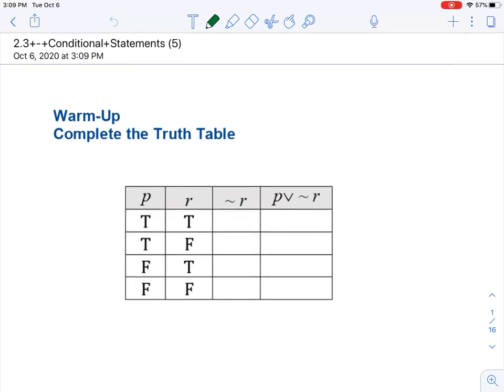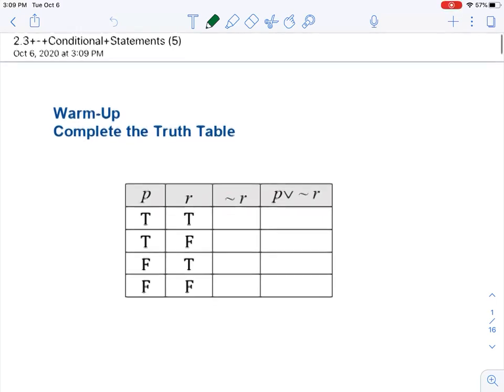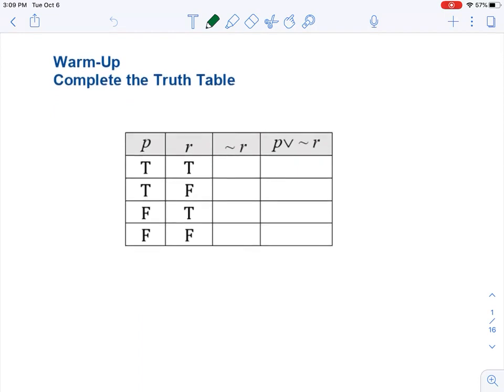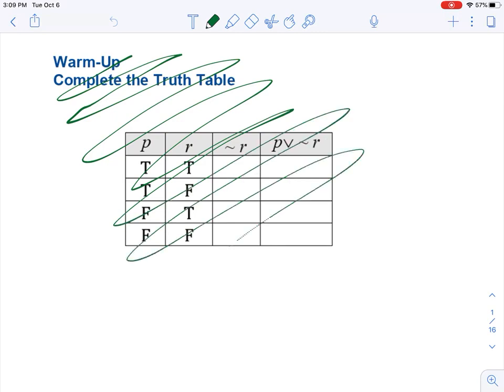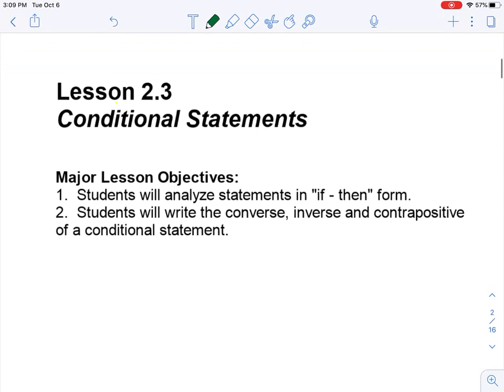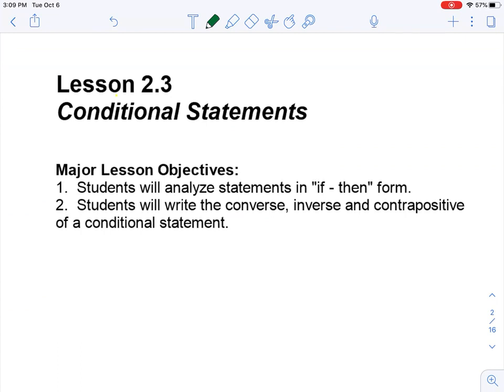Hello, today we will be covering 2.3 conditional statements. You'll notice we do have a first warm-up slide. Because we are skipping 2.2 this year, we don't know how to do this, so you can just cross that out and go down to our lesson objectives.